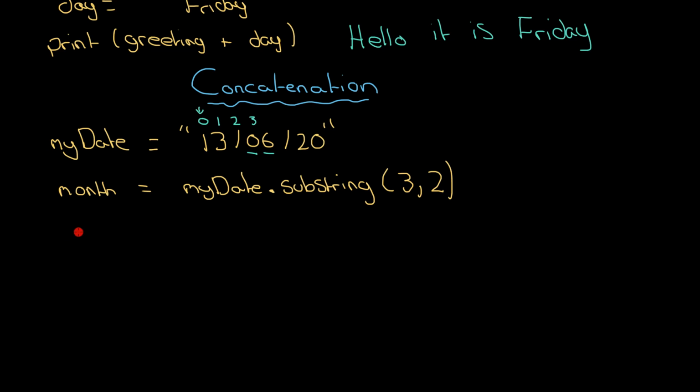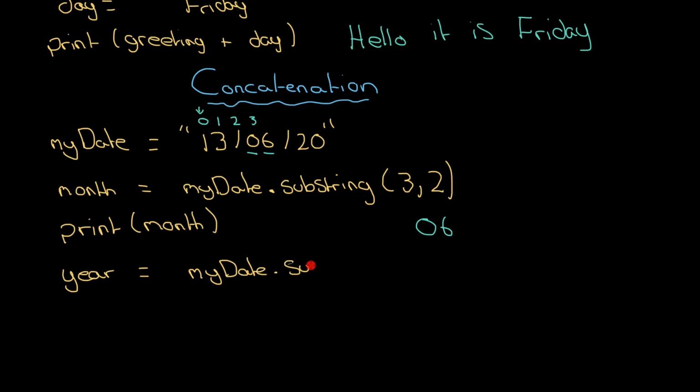Then I could do print month, and what would I get? I should get just 06. See if you can figure out in your head how you would get the year. Same sort of idea: I still need to use my date, then dot and substring. I need to start from here and get these two numbers, 2 and 0. So counting 0, 1, 2, 3, 4, 5, I want to start from position 6, so I put 6 first, and then I want two characters because I want 2 and 0. So there you go, that's how I would do that, 6 and 2.